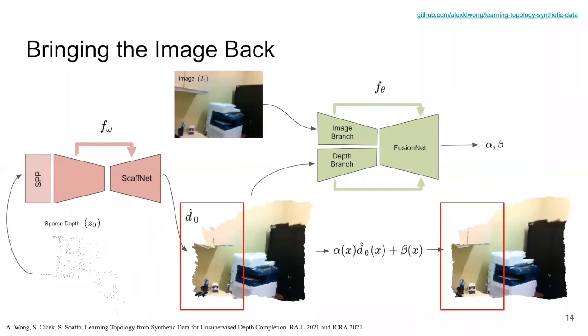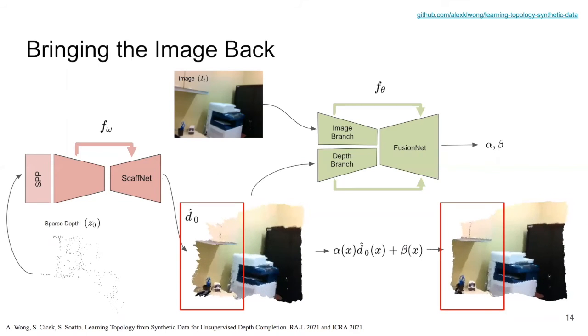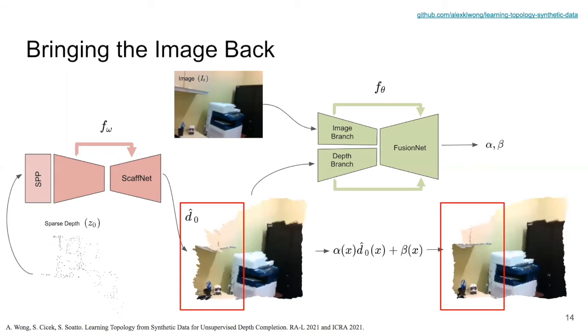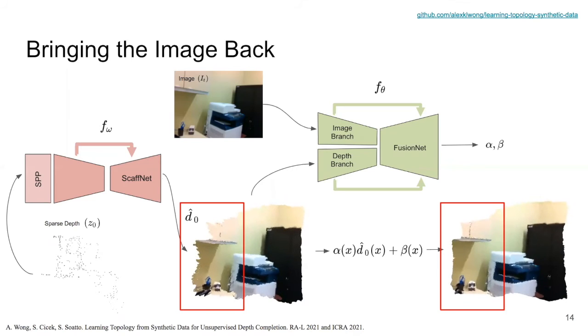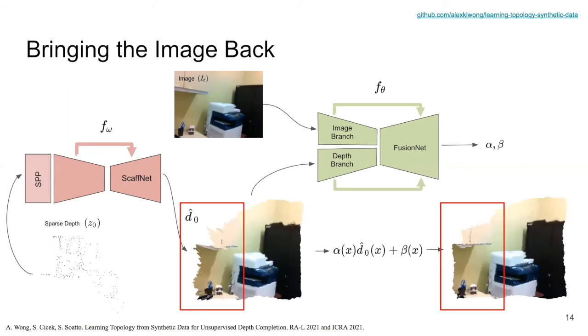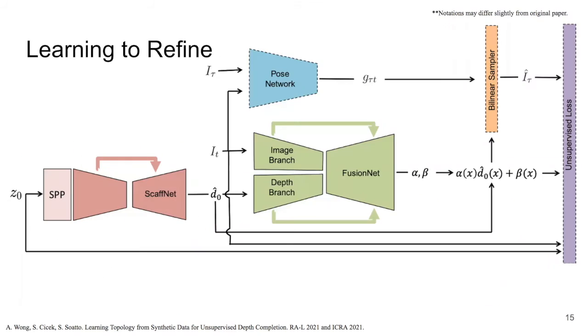The effects of the refinements are highlighted in red. While ScaffNet can capture the geometry of the printer, it incorrectly estimates the cabinet and the wall due to the lack of points in those regions. Hence, FusionNet amends them using image information and corrects the shape of the cabinet and wall. We note that FusionNet is positive congruent and only modifies the initial estimate in regions incompatible with the image while preserving the rest of the scene.